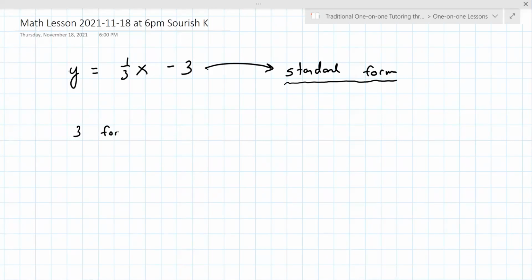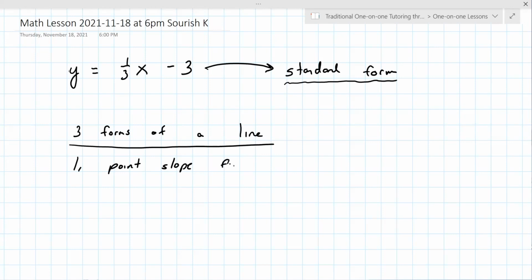We'll just start there. There's 3 forms of a line. Okay, so the first one is point slope form. It has the equation y minus y1 equals slope times x minus x1. Does that look familiar to you? Have you seen that before? I know you and I have worked through it. I just want to confirm you're okay with that.